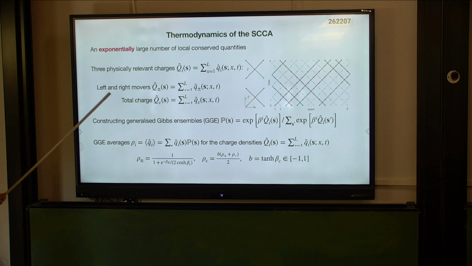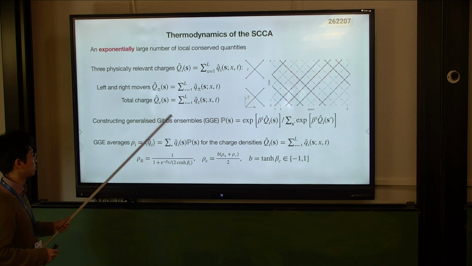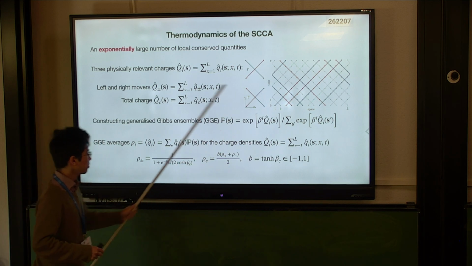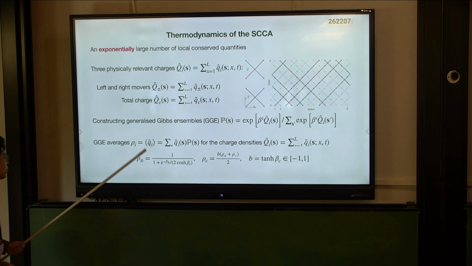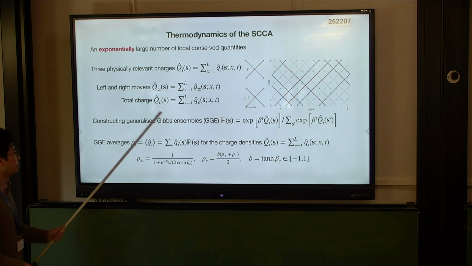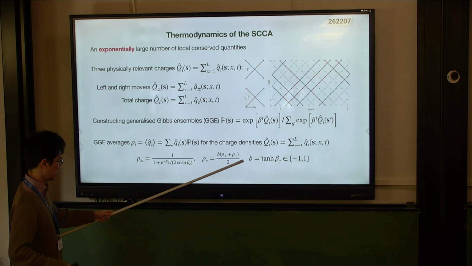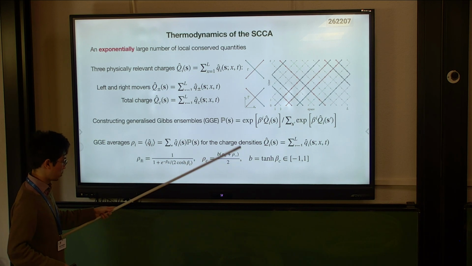When I do thermodynamics, I will prepare the initial Gibbs ensemble like this. So this is my GGE. With that, we can, for example, calculate the densities, the GGE averages, of these left movers or the total charge in this way. It's not important to remember these expressions, but it's better to remember what B is and how B is defined here.